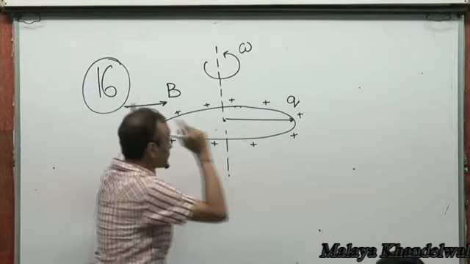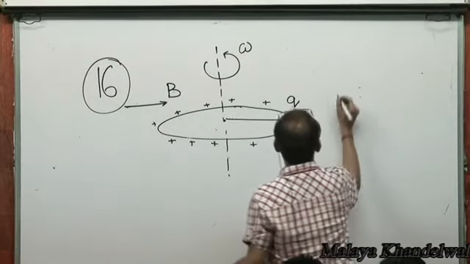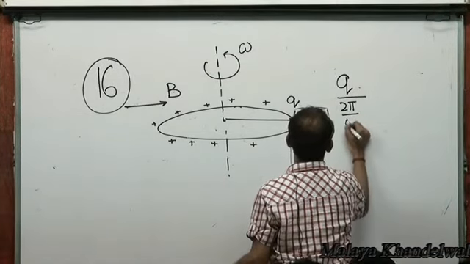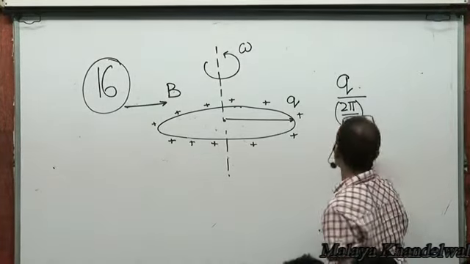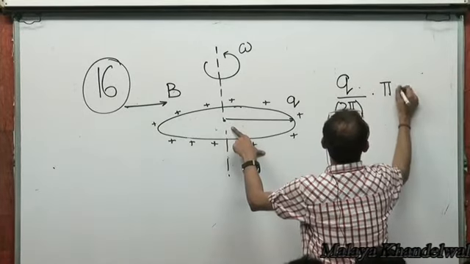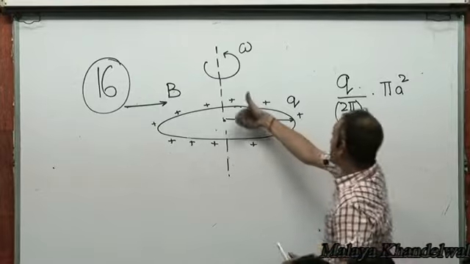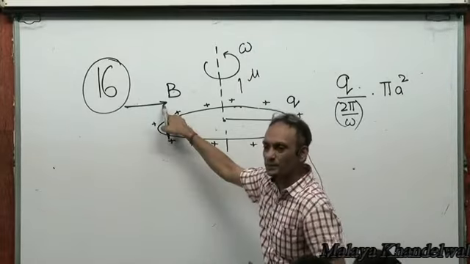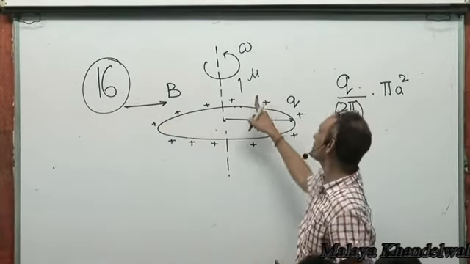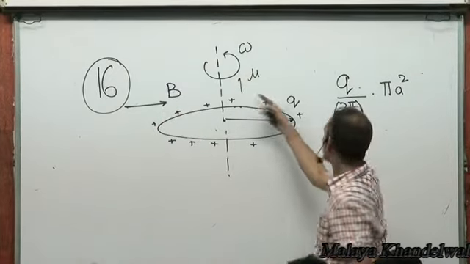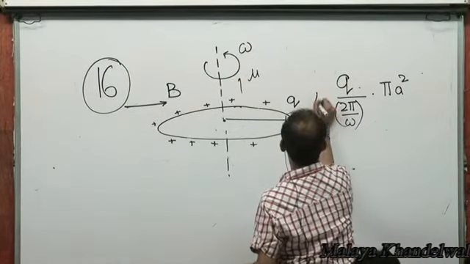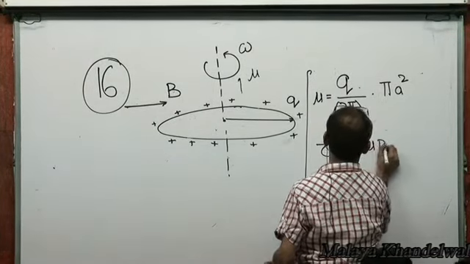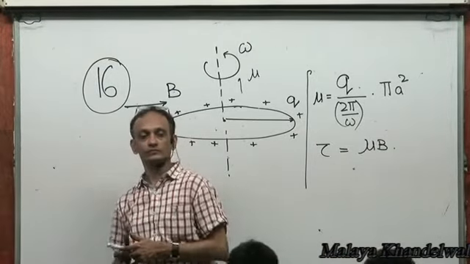Now, when it's rotated like this, then you can associate a current, which is q by 2 pi by omega, the equivalent current. Current into pi a squared would be the magnetic moment of this. And the magnetic moment is upwards. Do you realize that? Mu is going to be upwards, and mu and B are perpendicular to each other. So the torque that it will experience is going to be mu into B into sine 90 degrees, right? So that's the magnitude of the magnetic moment, and the torque is going to be mu into B, etc. Yes or no?